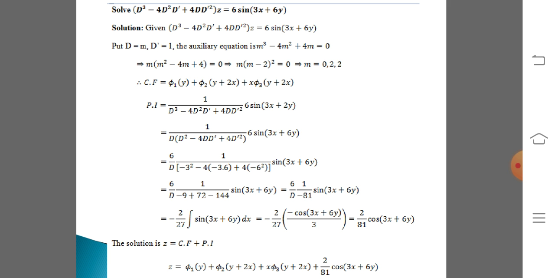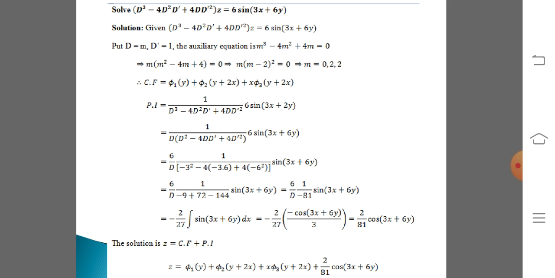Here also two roots are equal and one root is different. Therefore, the complementary function is phi 1 of y plus m1x. Here m1 can be taken as 0. So, phi 1 of y plus 0x, that is phi 1 of y. This is the term corresponding to 0. What about the terms in CF corresponding to 2 comma 2? So, 2 comma 2 are the repeated roots. Therefore, the terms are phi 2 of y plus 2x plus x into phi 3 of y plus 2x. So, this is the CF.